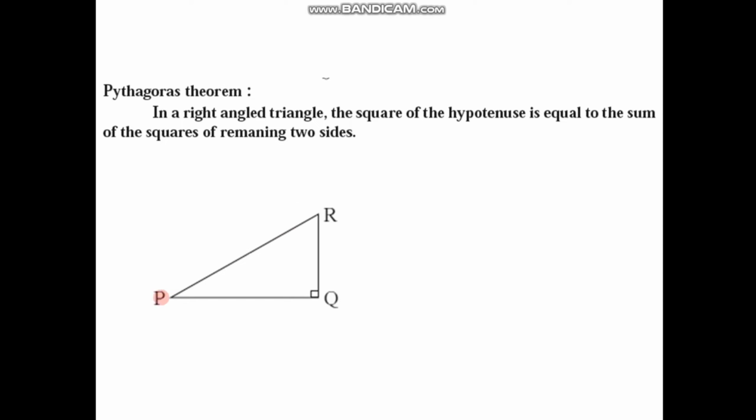We can illustrate this for triangle PQR, which is a right angle triangle given. Here the measure of angle Q is 90 degrees. That's why PR is the hypotenuse. So by Pythagoras theorem for this triangle we can write PR square is equal to PQ square plus QR square, as PR is the hypotenuse and PQ and QR are the two sides making a right angle. That's why PR square is equal to PQ square plus QR square. This is Pythagoras theorem.